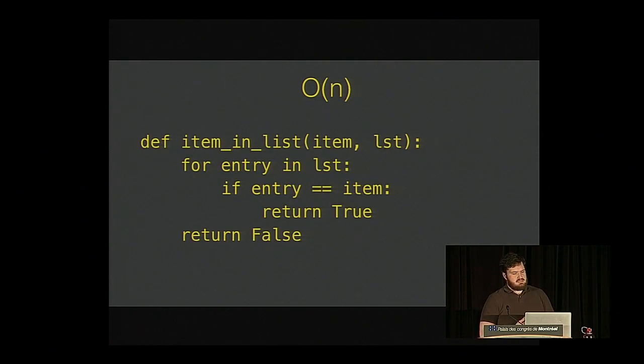O of n is canonically a for loop. For loops mean it's an O of n thing, or that instruction is O of n, where n is the size of the thing you're looping over. So this is a function that checks whether something is contained in an unordered list. So we loop over the list. If the thing we're looking for is the thing that we have found in this current iteration of the loop, we return true. Otherwise, we return false.